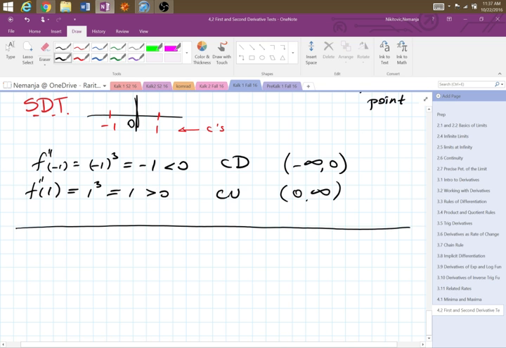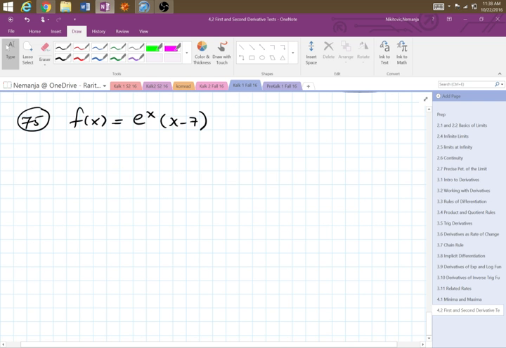How about, so problems are 71 through 82. Let's go with 75. It says f of x is equal to e to the x times x minus 7. So take the second derivative, set it equal to 0 for inflection points. Once you have inflection points, do the tests. Well, the second derivative.